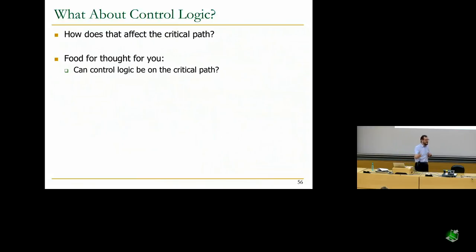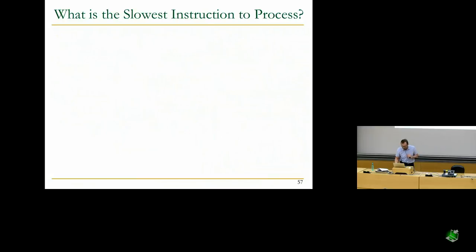So historically, there have been machines where control logic has been on the critical path. Control Data Corporation had this machine, 5600. Before their flagship processor, it turned out control store took too long to access. We'll talk about the control store in the next lecture. Okay, so let's go through this exercise.